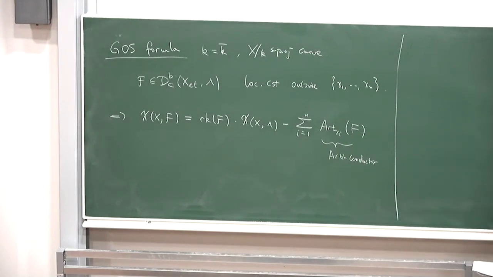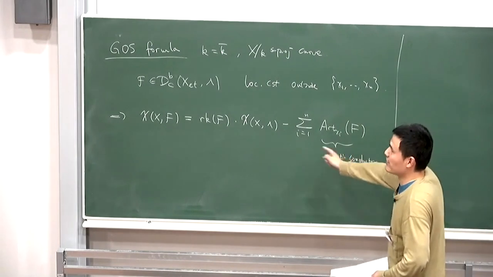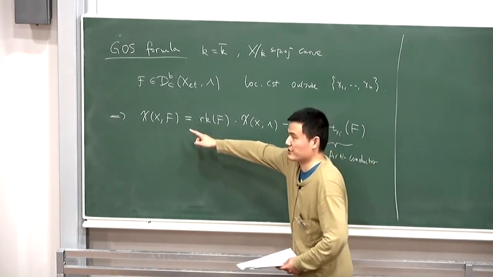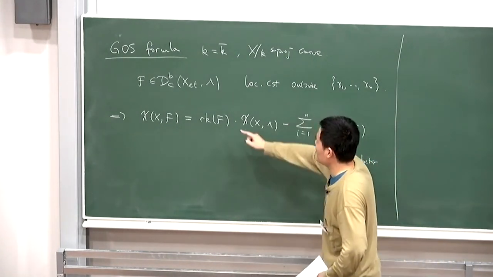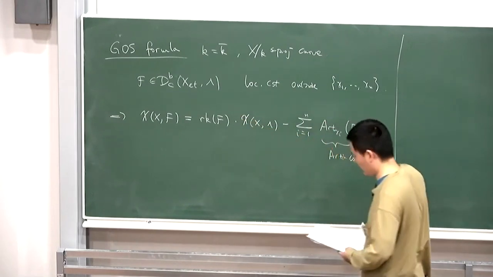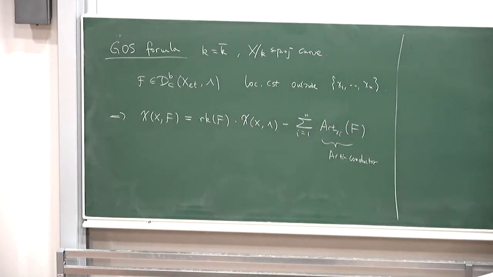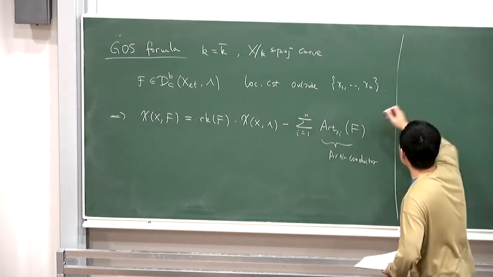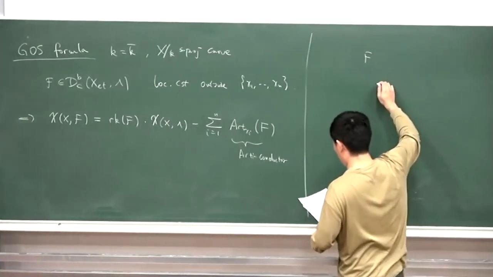So, right, in this formula there are three terms: the Euler characteristic, which is already defined, and you have the rank and the Artin conductors. So let's start with this. So if F, let's see.